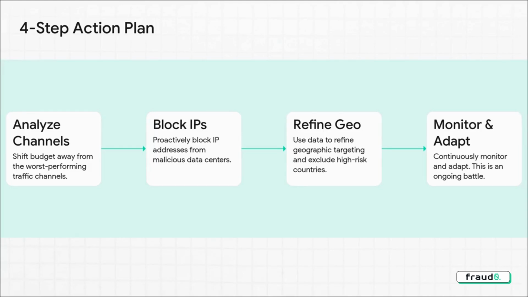Well, all those clues we uncovered lead us to a really clear 4-step action plan. Step 1, you start moving your budget away from those high-risk channels. Step 2, you go in and proactively block the IP addresses from those 2 sketchy data centers. Step 3, you tighten up your geographic targeting. And finally, and this is so important, you have to keep monitoring and adapting because you know these guys are going to try to find a new way in.